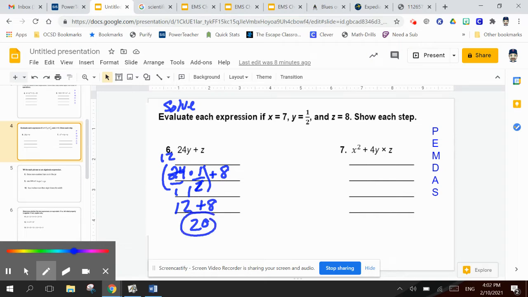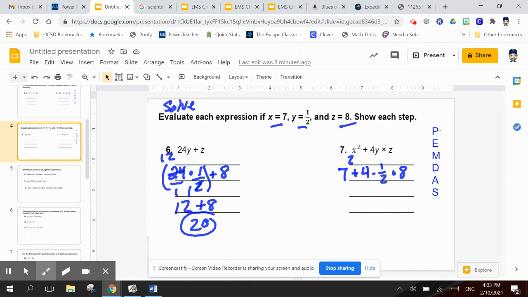If I look at number 7, x to the second power plus 4y times z. So let's take out our variables and rewrite this. So x is 7, so I have 7 to the second power, plus 4 times y, y is 1/2, times z, which is 8.